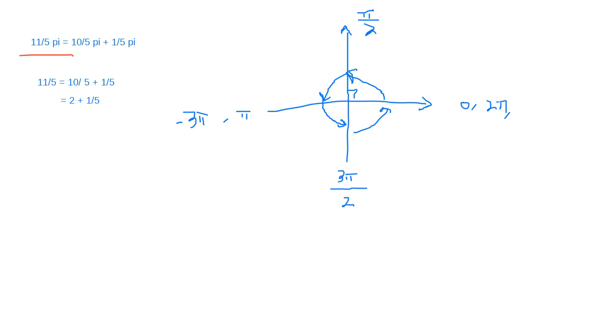2 pi, come back to 0, right? That's 2 pi. Then we keep going. We need to add 1 over 5 pi. So the angle is somewhere here. So what is the angle? The angle starting from the positive side of our x-axis, run around, run 2 pi, then run another 1 over 5 pi. So what is the reference angle?